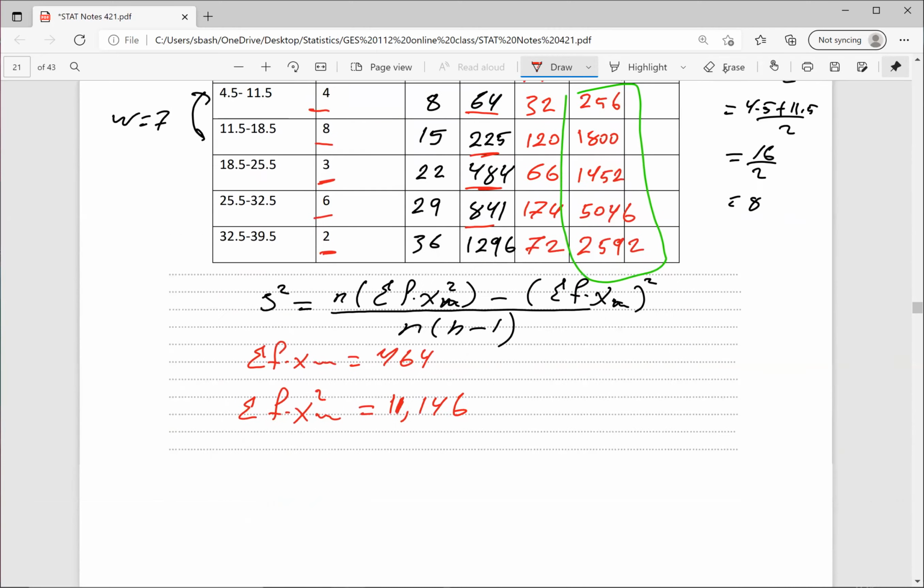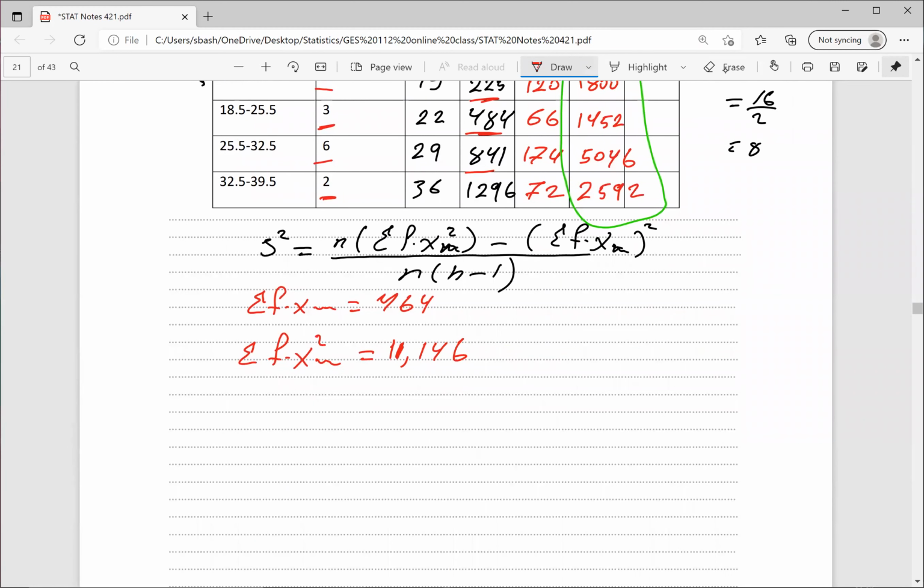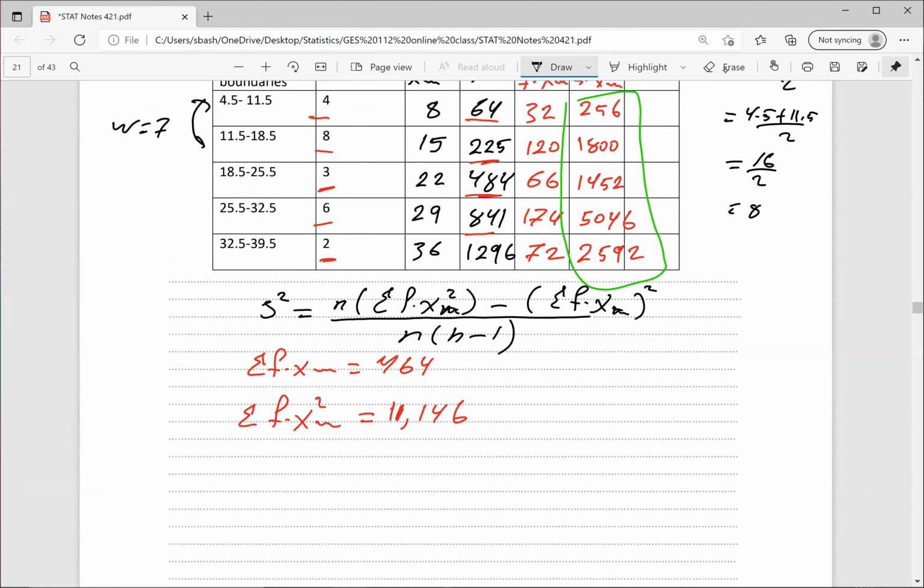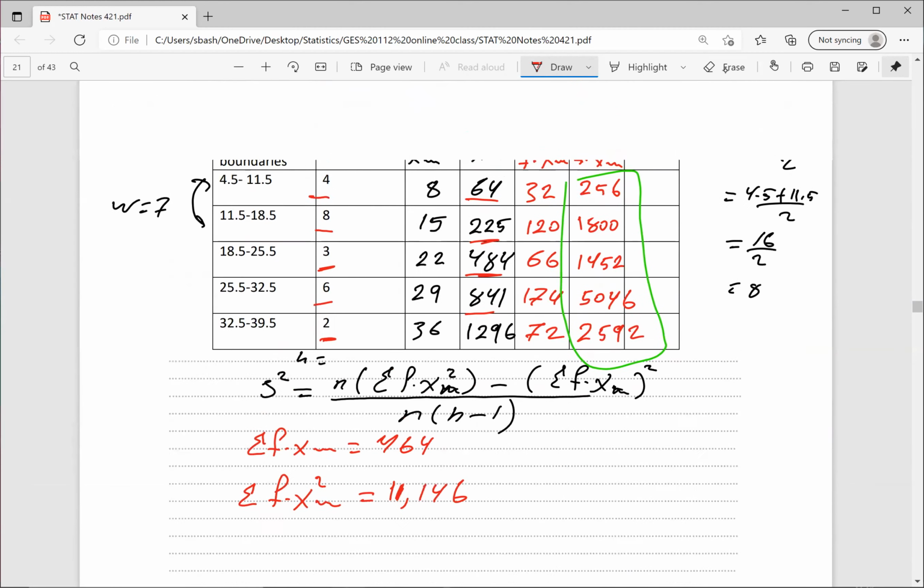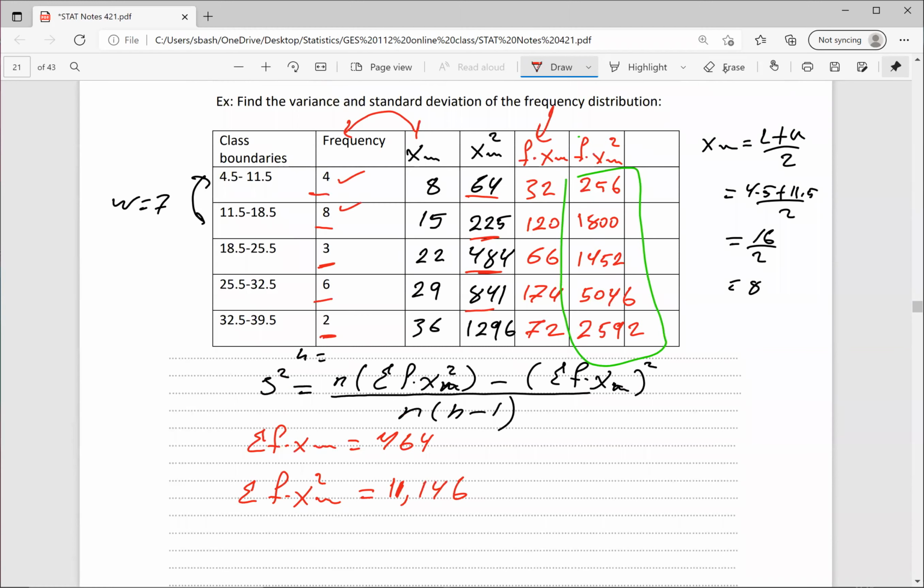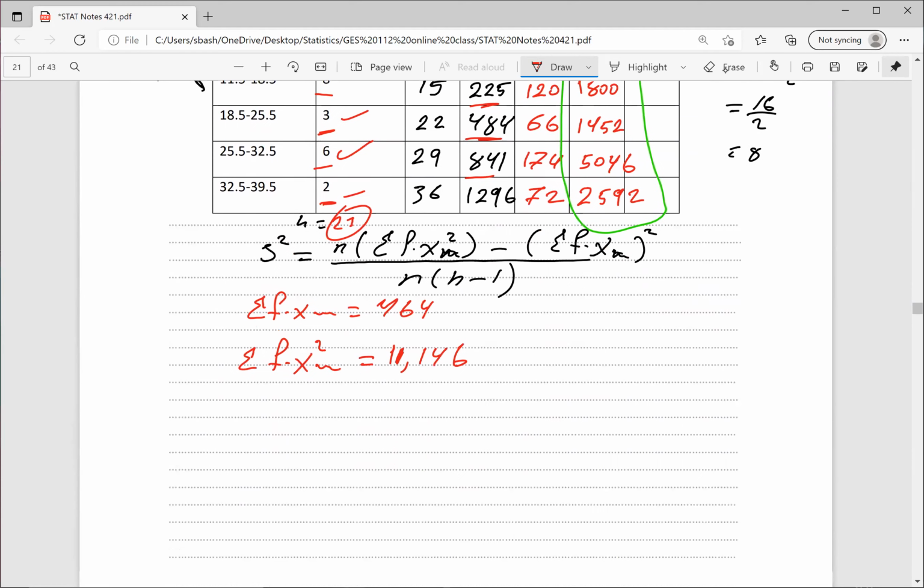Now we can find the variance. Just apply the formula, but before that I have to find n. n is the sum of the frequencies. Let's add the frequencies. I have 4 plus 8 is 12, 15, 21, 23. So n equals 23.